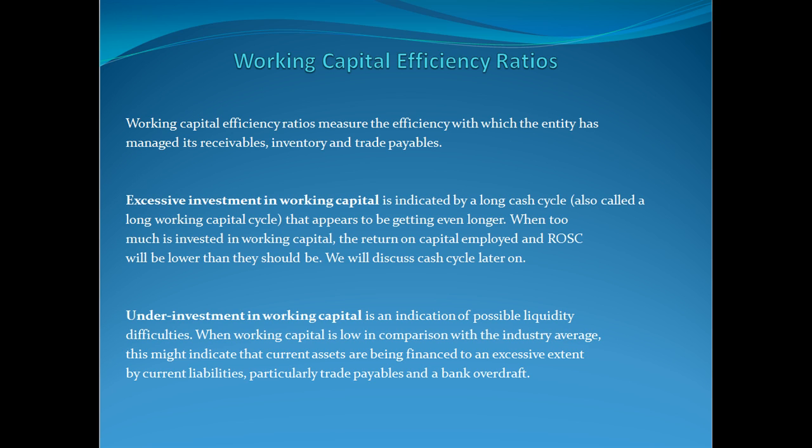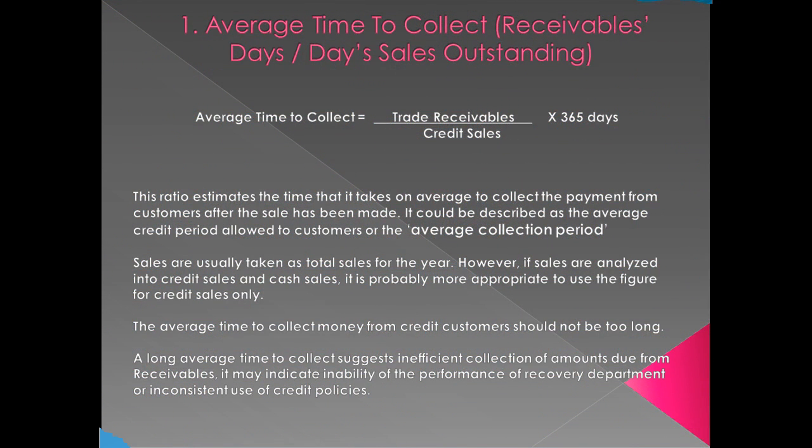On the other hand, underinvestment in working capital is an indication of possible liquidity difficulties, meaning the company may be out of cash. When working capital is low in comparison with industry average, this might indicate that current assets are being financed to an excessive extent by current liabilities, particularly trade payables and a bank OD. Now let's discuss different ratios in working capital efficiency ratios.